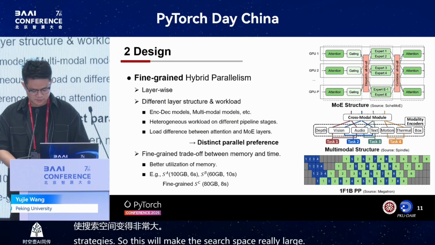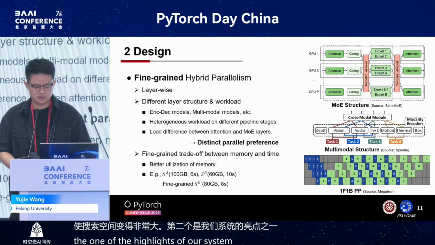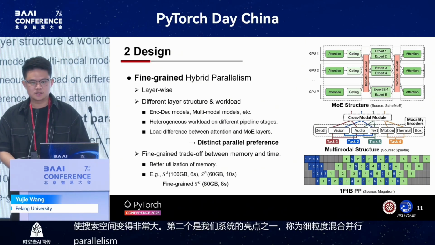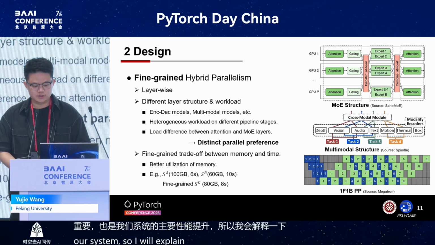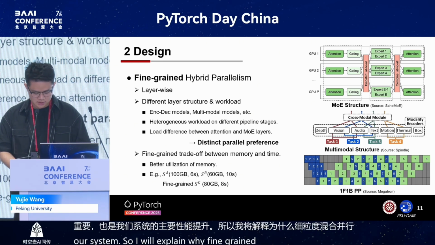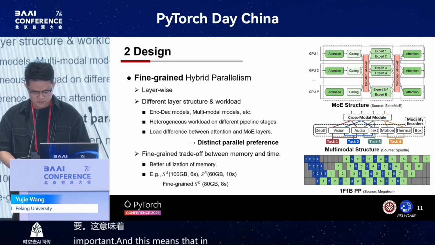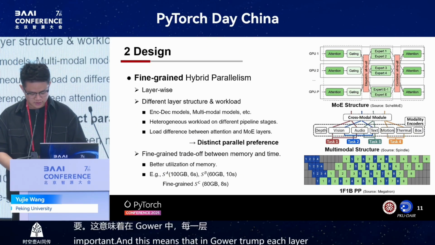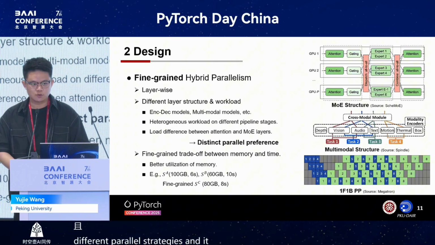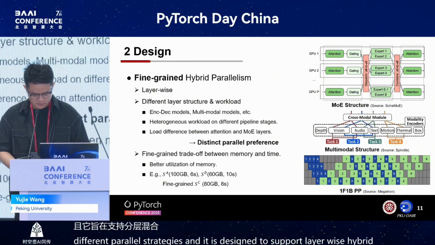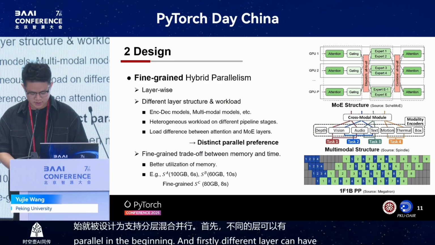The second one is one of the highlights of our system, which is called fine-grained hybrid parallelism. This is really important, and this is the main performance gain of our system. So I will explain why fine-grained hybrid parallelism is really important. This means that in Galvatron, each layer can use different parallel strategies, and it is designed to support layer-wise hybrid parallelism from the beginning. Firstly, different layers can have distinct layer structures and layer workloads.